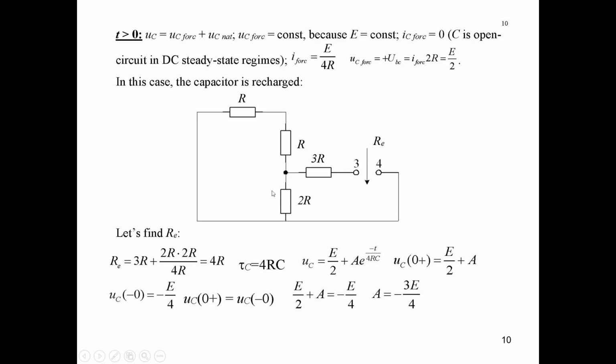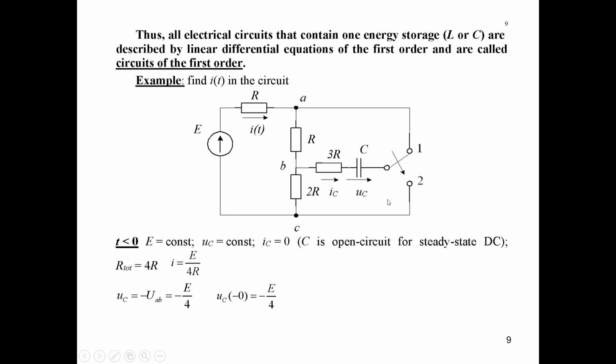Let's determine now R equivalent. R equivalent, as I have told you, should be determined in the regime after commutation, when this key is in the second position relative to the clamps to which this capacitance is connected, and the rest of the schematic is considered in the so-called passive mode, when we replace all EMFs and current sources by their inner resistances. And you should remember that the inner resistance of an EMF equals 0, and the inner resistance of a current source equals infinity.